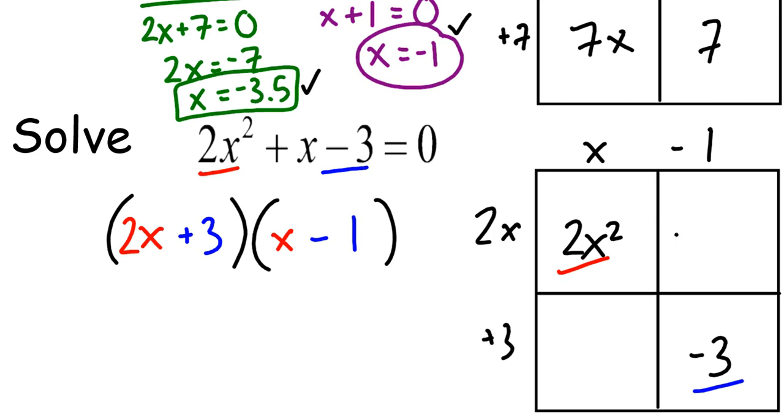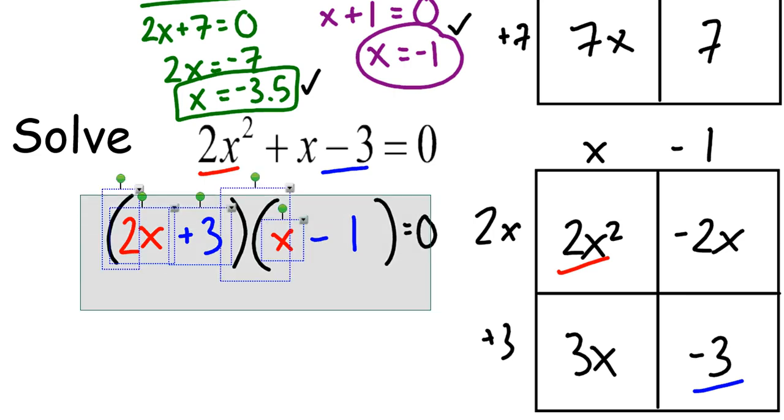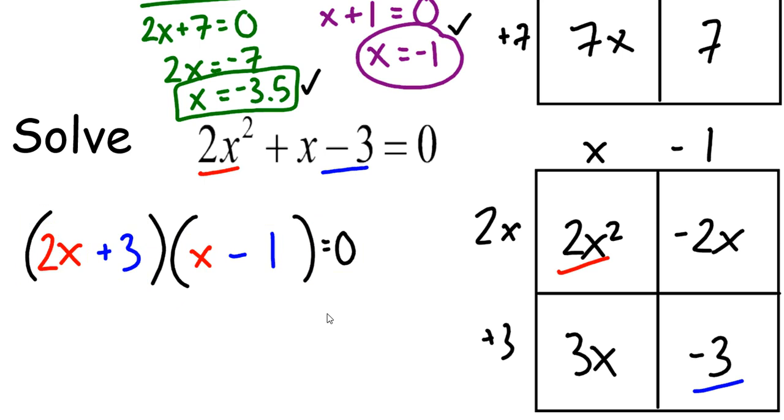2 times negative 1 is negative 2x. 3 times x is 3x. And look, 3x and negative 2x will combine to make a 1x in the middle. So it's factored correctly. Now I need to solve it. I have this equation. Move it, give myself some space. 2x plus 3 times x minus 1 equals 0.